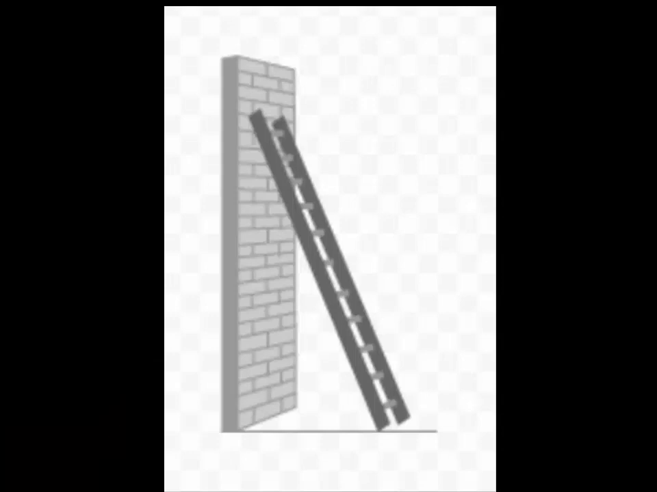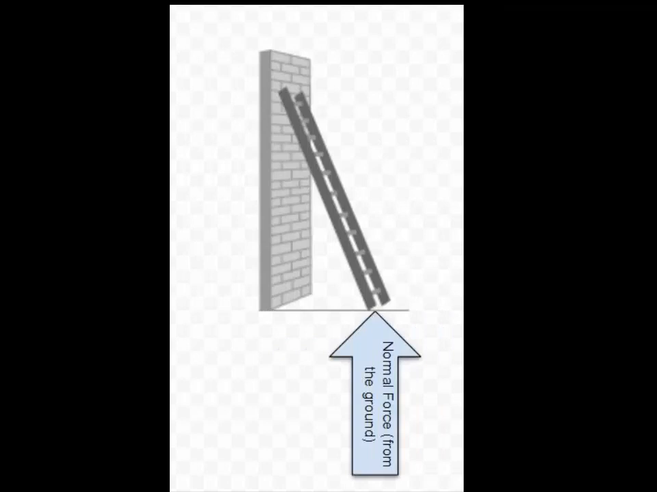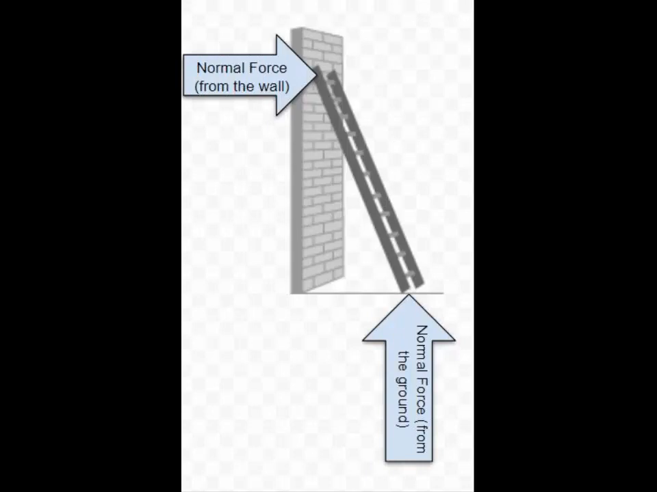But let's look at a more realistic example now. This ladder is leaning against the wall. We can assume gravity is pulling it downwards. But what about the normal force? Since it is being supported by the ground, there should be a normal force coming straight out of the ground. But is it also being supported by the wall? If so, we should also show a normal force coming straight out of, or perpendicular to, the wall as well.